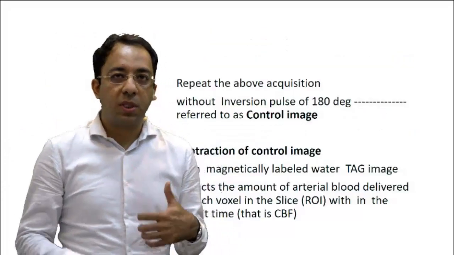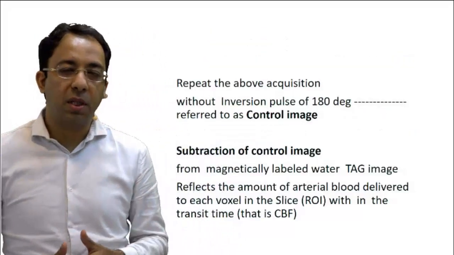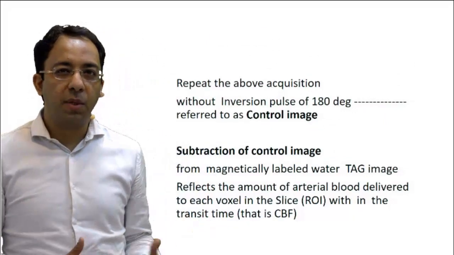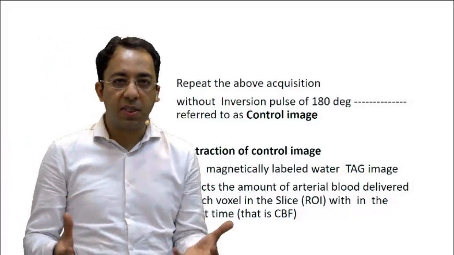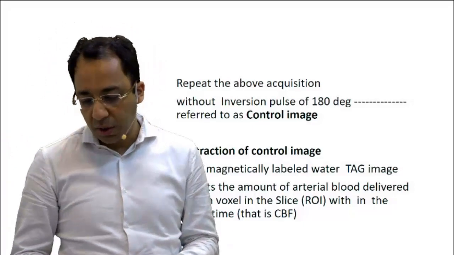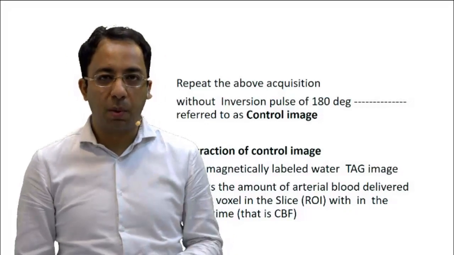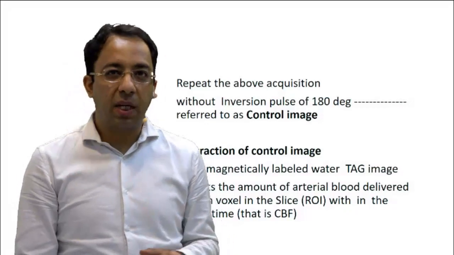Now we do the same thing without the inversion pulse, and that is called the control image. If we subtract the control image from the tag image, in that slice, in that region of interest, we will be able to understand the amount of blood flow delivered in that section, which we call cerebral blood flow. So this is the basic underlying principle.